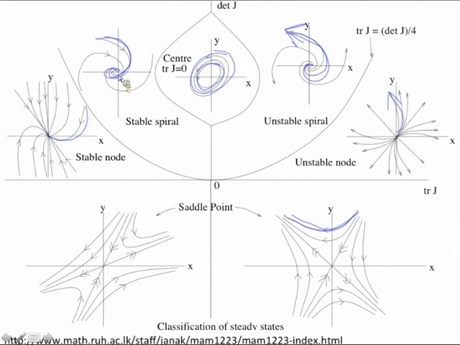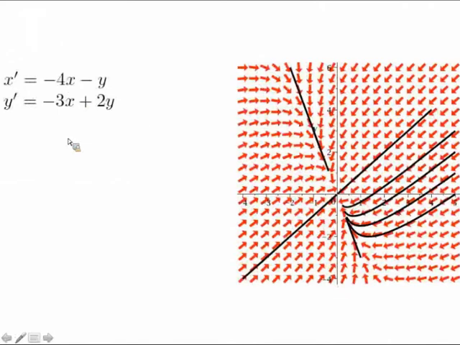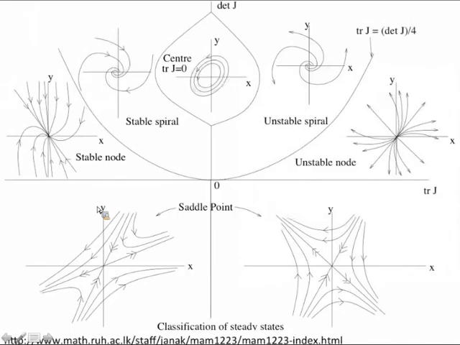If I'm at this point in terms of my trace and my determinant, I'm not going to define that, but it's affected by, if I go back over to here and turn this into a matrix, minus 4, minus 1, minus 3, 2, then I can determine points using the trace and the determinant.